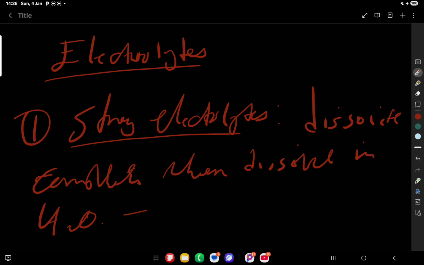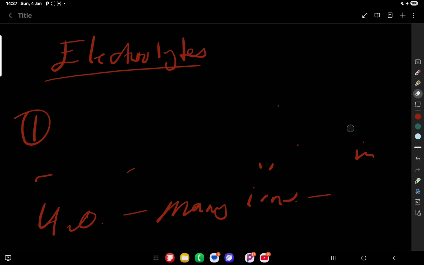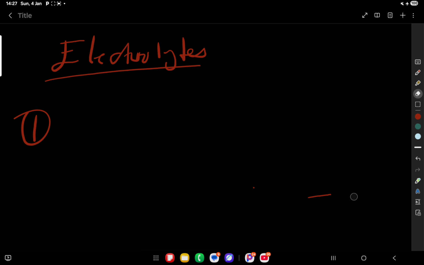And what that means is that here you're going to find many ions, because that ionic substance has dissociated completely, meaning all the ions are separated. This means strong electrolytes will conduct electricity very well, because all the ions are free, all the ions are mobile, all ions are delocalized. Now another category is what is called weak. Strong electrolytes dissociate completely when they dissolve in water. What about weak?